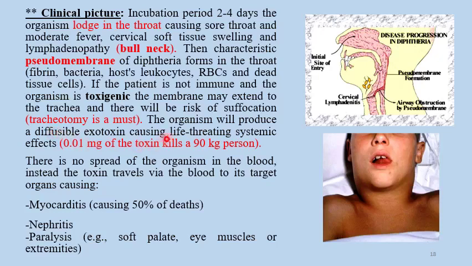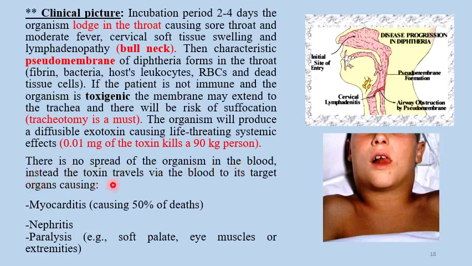The organism will produce a diffusible exotoxin. So here the organism lodges in the throat, but the toxin is diffusible. It will move in the blood causing life-threatening systemic effects. It is a highly toxic toxin, so much so that 0.01 milligram, a fraction of a milligram of this toxin, can kill a person weighing 90 kilograms. Again here we say there is no spread of the organism. We confirm that the organism doesn't move from the throat and doesn't spread in the blood.